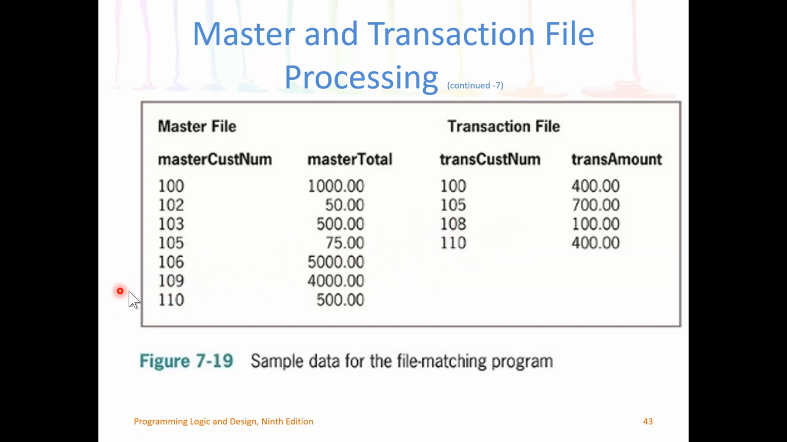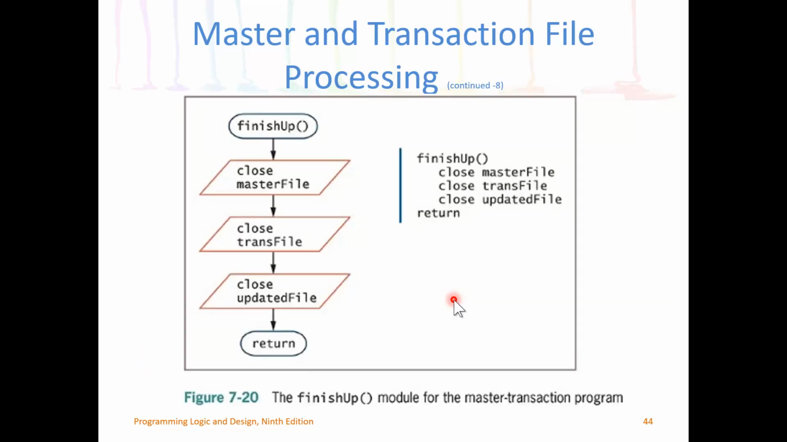There is no 109 transaction. We write out 109, 4000. And then finally we have a match again. So 110, we're going to write 900 out. So you're stepping through the files, adding the transactions to the master if necessary. Otherwise, you're writing a new master record for the missing number. And then finally, when you're done, you close everything.